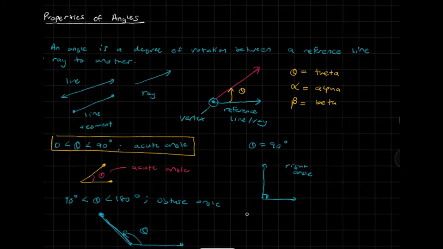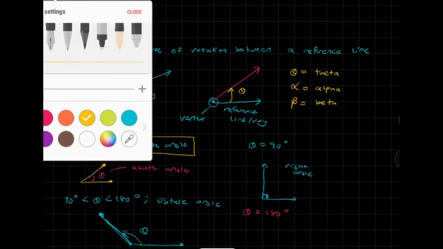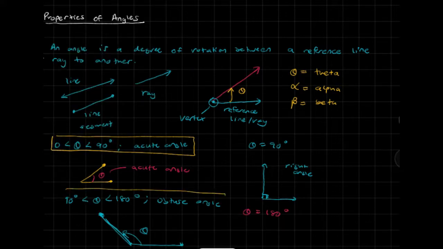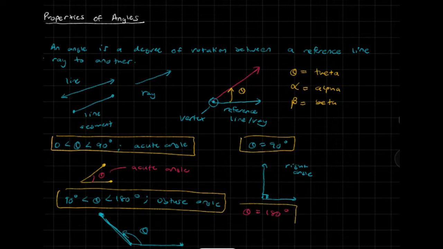When theta is equal to 180 degrees, I'm just going to highlight this. Okay, so these are just some of our conditions. Theta is equal to 180 degrees. This creates a right angle. Okay, so here's an example. Sorry, a straight angle, not a right angle. Sorry, guys. This is a straight angle. Okay, so this is a straight angle. It's 180 degrees.